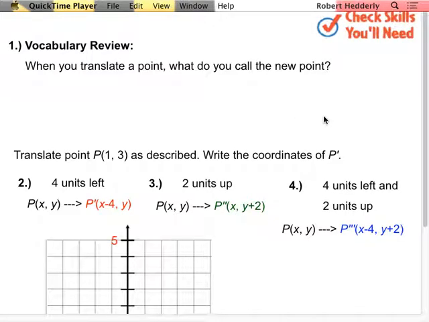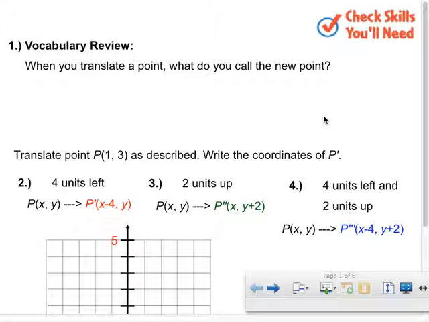This is second semester, 7th grade math, Unit 4, Lesson 8. Tomorrow we have a quiz. Vocabulary review. When you translate a point, what do you call the new point? Who can volunteer to give me the answer?